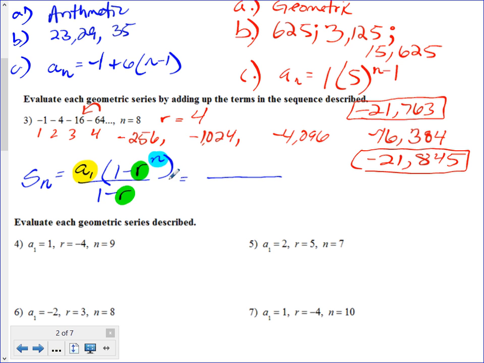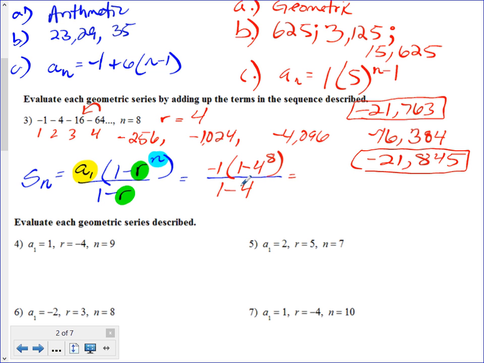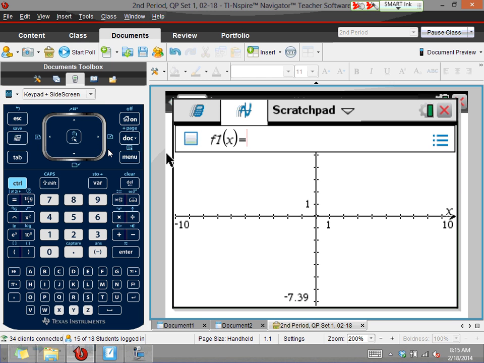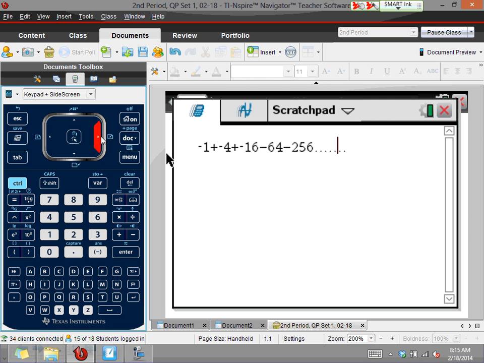Yes, we do. So the first term was -1. 1 minus, our common ratio here is 4. And the number of terms is 8. Once again, the common ratio is 4. So, same old stuff on your calculator here. You've got control divide. So I'll just delete all this stuff.